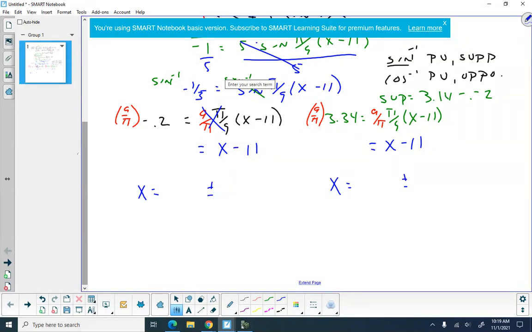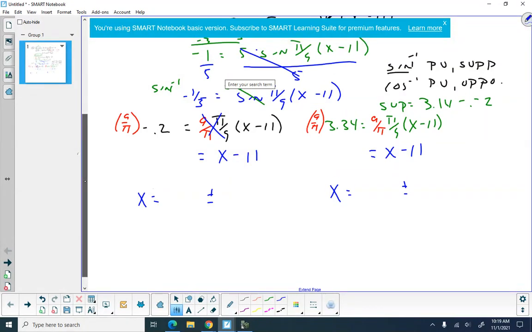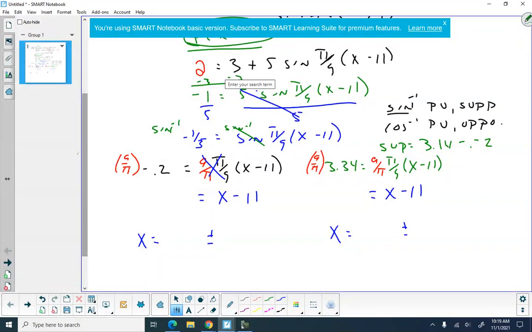In both cases, we have plus or minus the period n. Our b value is equal to pi over 9. We calculate the period by taking 2 pi divided by your b value. So we divide by our pi over 9.